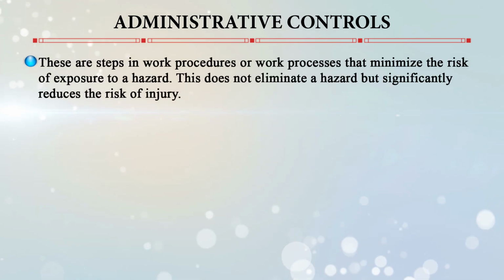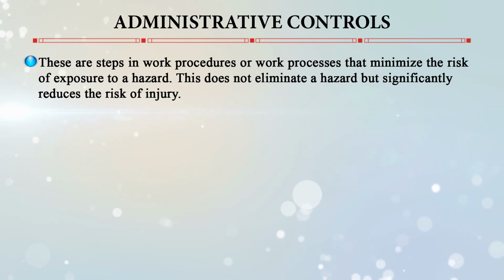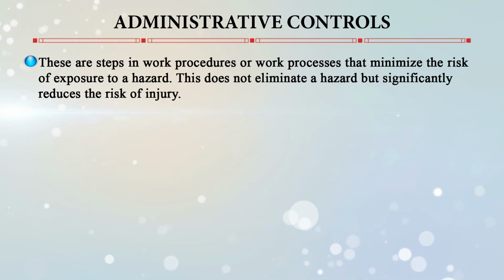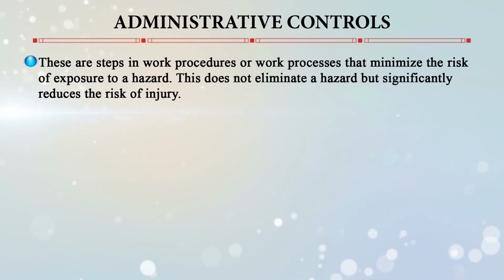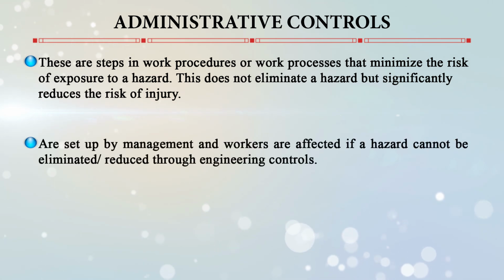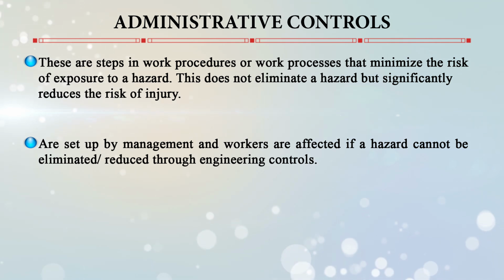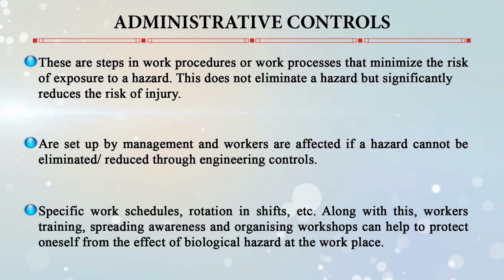Next come the administrative controls. These are steps in the work procedures or work processes that minimize the risk of exposure to a hazard. So this does not eliminate a hazard, but it can significantly reduce the risk of injury. They are set up by management, and workers are affected if the hazard cannot be eliminated or reduced through the engineering controls. Specific work schedules are required, and rotation in shifts can be done. Along with this, workers' training, spreading awareness and organizing workshops can help to protect the workers and oneself from the effect of the biological hazard, especially at the workplace.